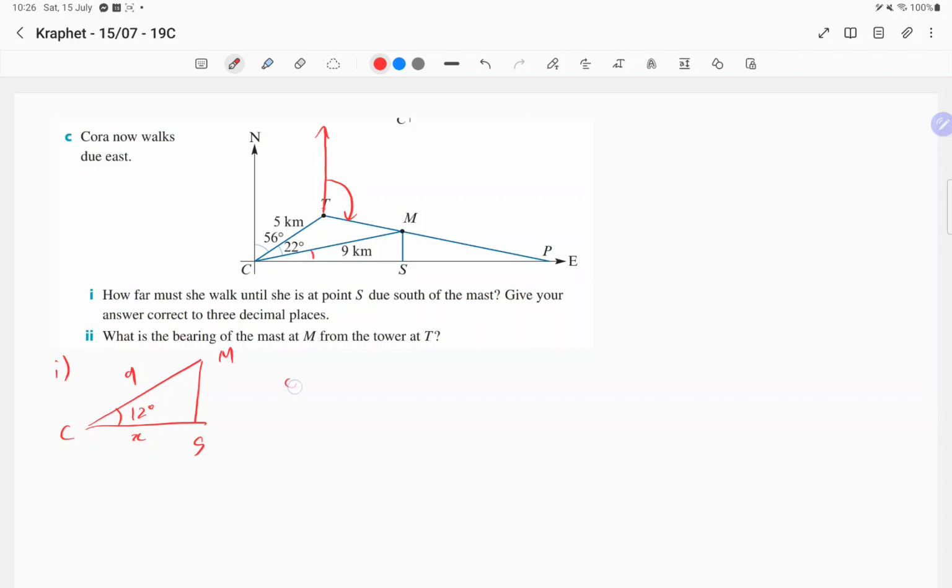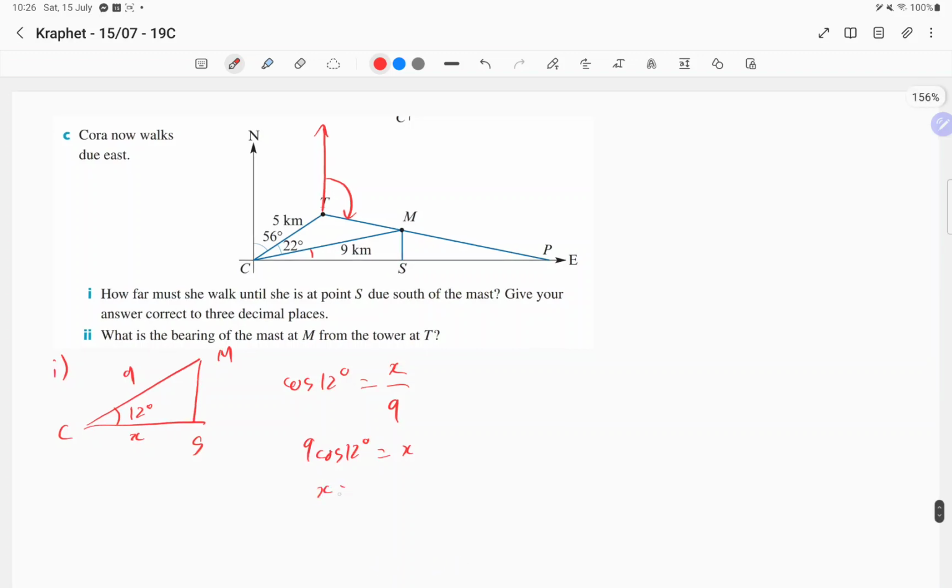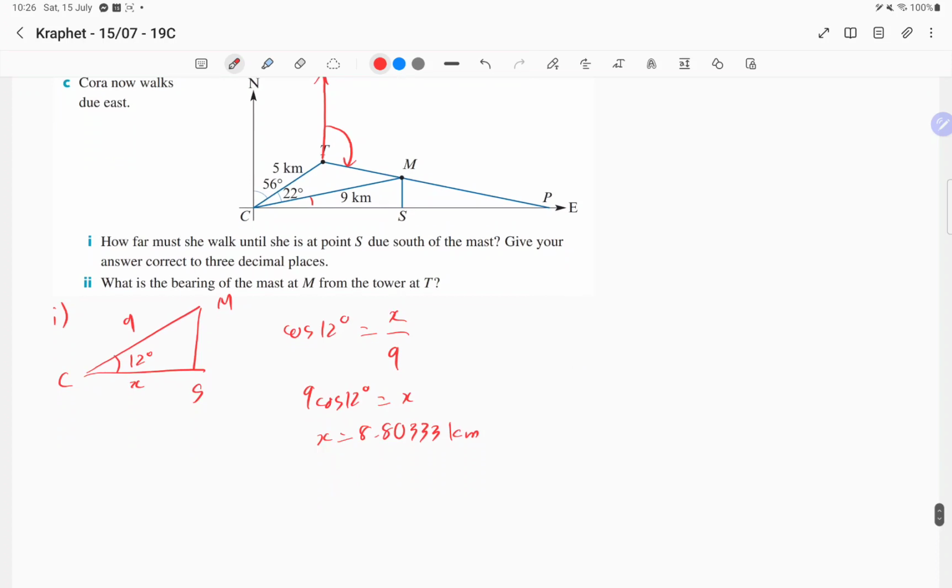Cos 12 degrees equals x over 9, times 9 over 9. Cos 12 degrees equals x. Okay, let's work this one out. 9 cos 12 is 8.80333 to 5 decimal places, and then that will be 8.803 kilometers to 3 decimal places, or CS.